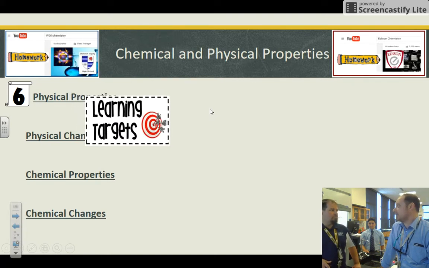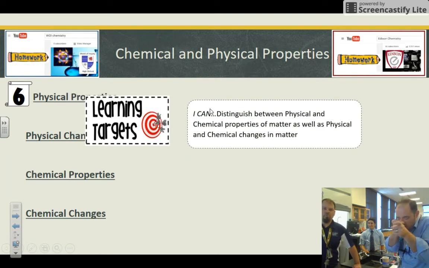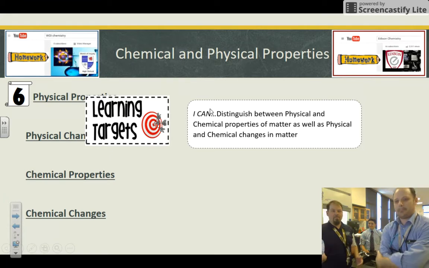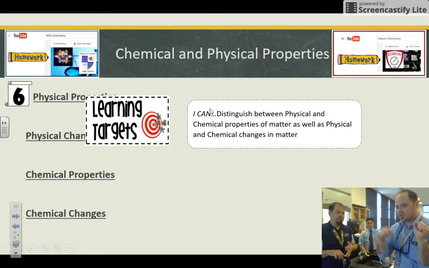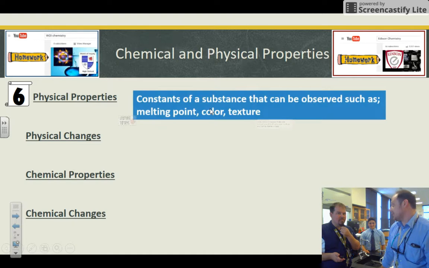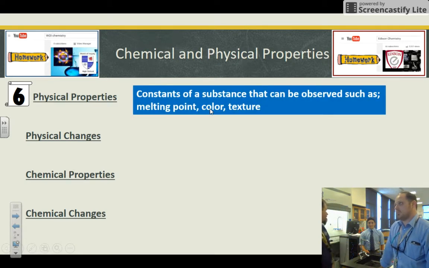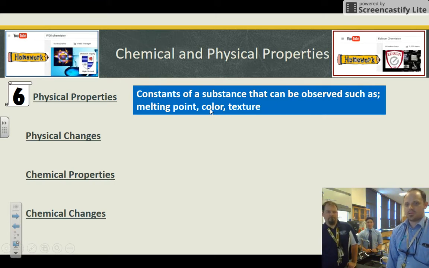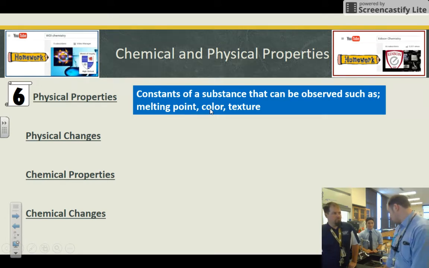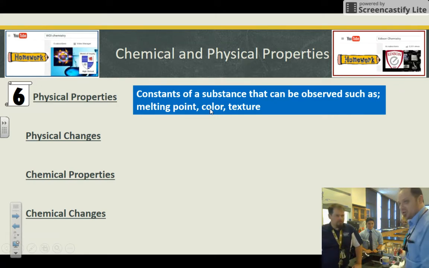First, let's do our learning target. Today, you will be able to distinguish between physical and chemical properties as well as physical and chemical changes. The properties and changes are not the same, but they're related and important. You've got physical properties first. These are constants, and some examples are melting point, color, and texture. Like this tabletop is black and it's hard. Those are physical properties.